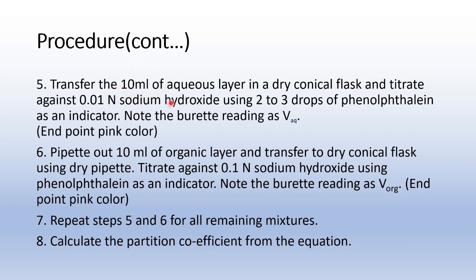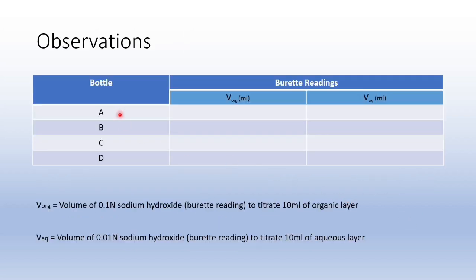We will titrate 10 ml of aqueous layer with 0.01 normal sodium hydroxide and we will use phenolphthalein as an indicator. We will titrate 10 ml of organic layer which we have collected from separating funnel using 0.1 normal sodium hydroxide and we will use phenolphthalein as an indicator. We will note the burette readings as V aqueous and V organic for them in this observation table. Similarly, we will perform for bottles B, C, and D, and we will note the burette readings as V organic and V aqueous. Now we will perform the practical.